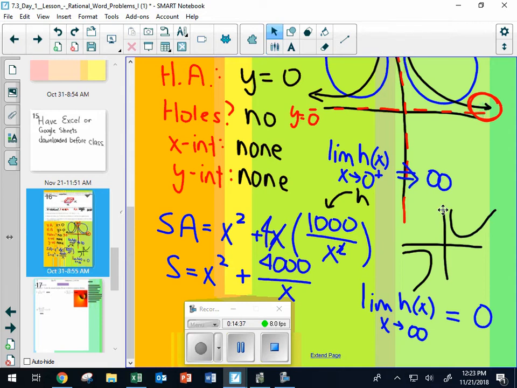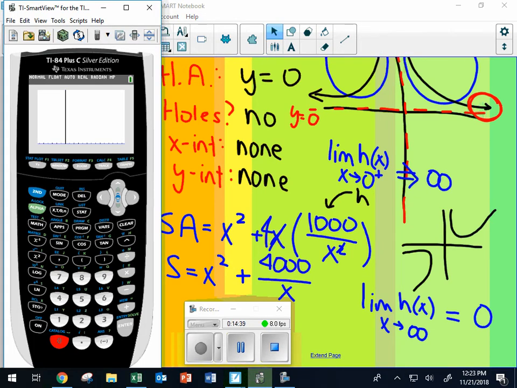instead, you need to go to Window, and from Window you need to change your X min and your X max. So change your X min to -10, and change your X max to 10. And then go down to your y min and your y max, and also change those to -10 and 10 respectively. And once you have done that and you go back to your graph, you should end up with a nice graph. Mine is thinking. You'll get a nice graph that looks like how mine did.